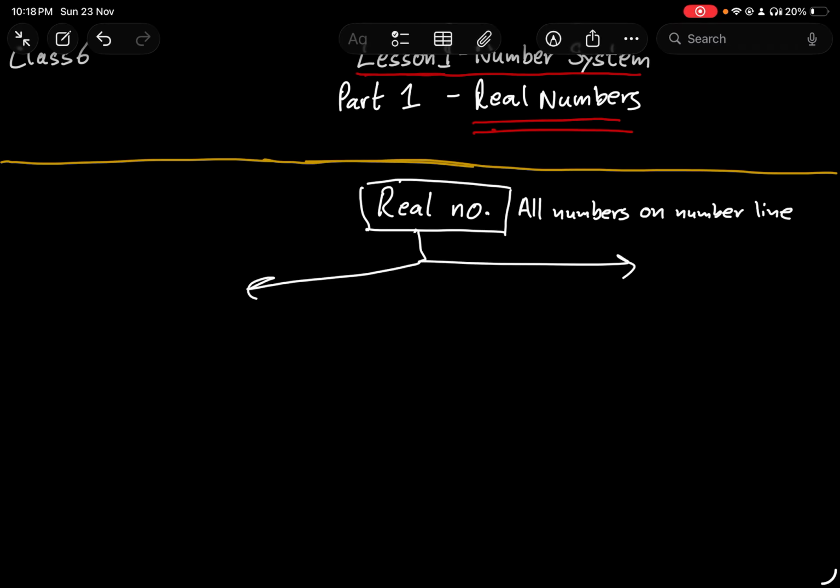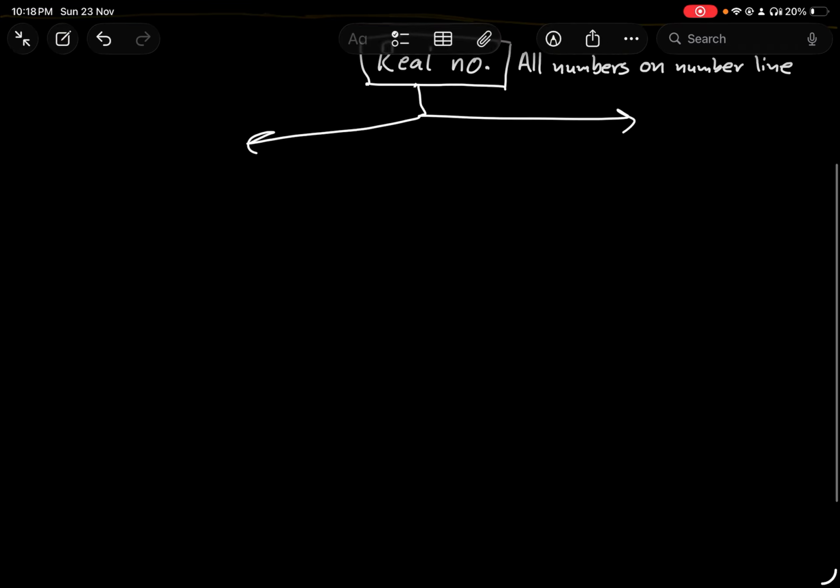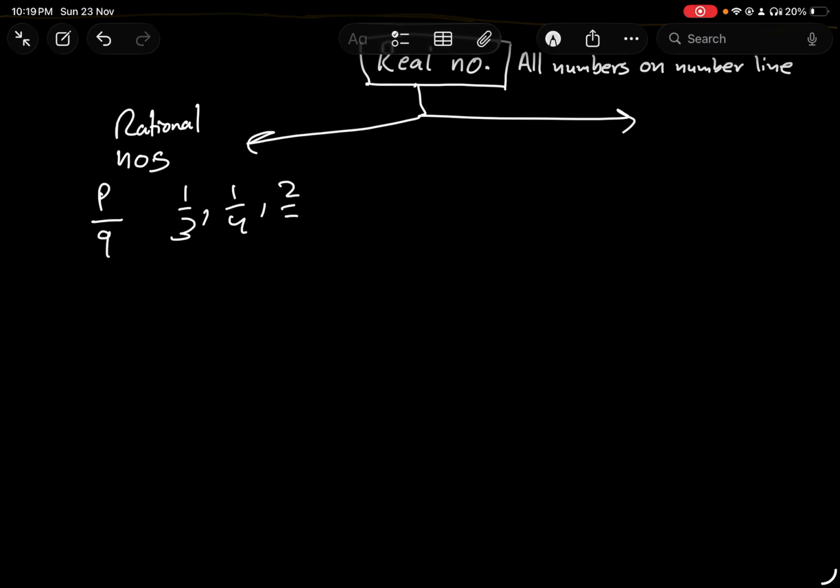The first part we are going to talk about is rational numbers. So rational numbers are all the numbers which can be represented in the form of P upon Q, where P and Q are numbers which are not decimals and they can be negative or positive. Examples include 1 by 3, 1 by 4, 2 by 3, minus 2 by 3, etc.